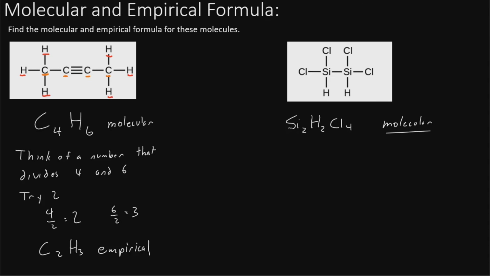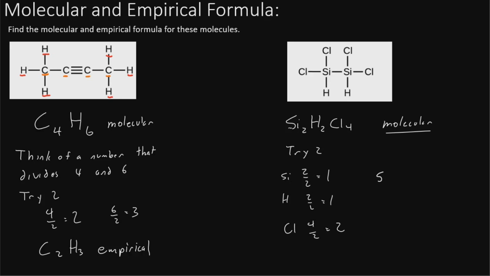Now to find the empirical formula, let's think of a number that divides all of those numbers evenly. So 2 seems like a good thing to try again. So for silicon, we have 2 over 2, which is 1. For hydrogen, we also have 2 over 2. That's 1 as well. For chlorine, we have 4 over 2, and that's 2. Now remember, when we write a formula, if the number is 1, we don't have to write a number.